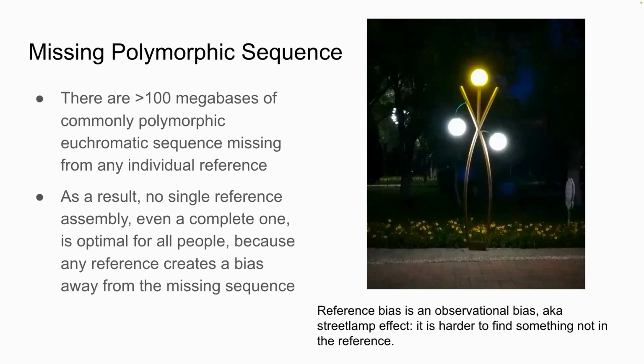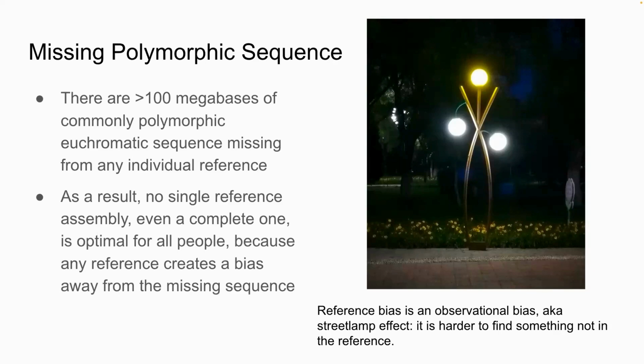So it's this idea of a street lamp effect. It's easy to see stuff that's right underneath the street lamp, the stuff that's in the reference. Much harder to see stuff that's outside the space of illumination, the stuff that's in the dark corners. That's currently missing.